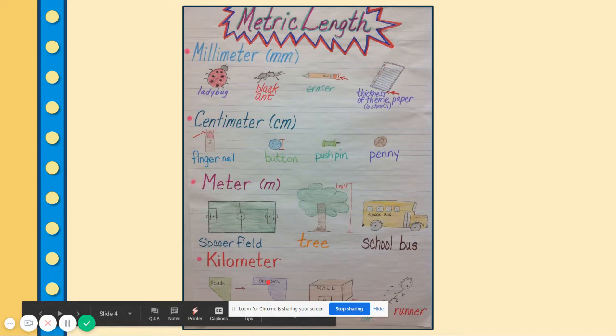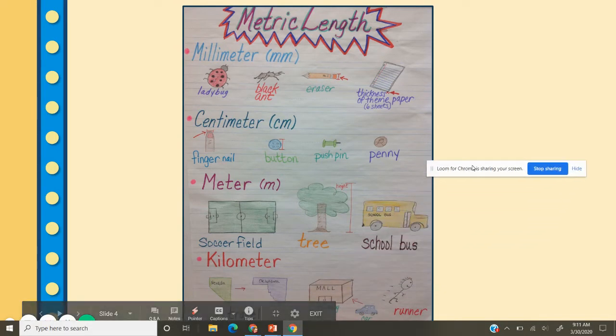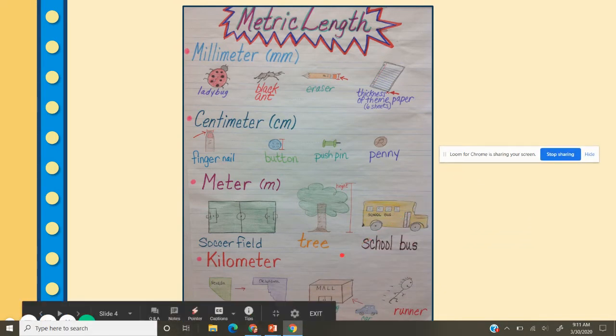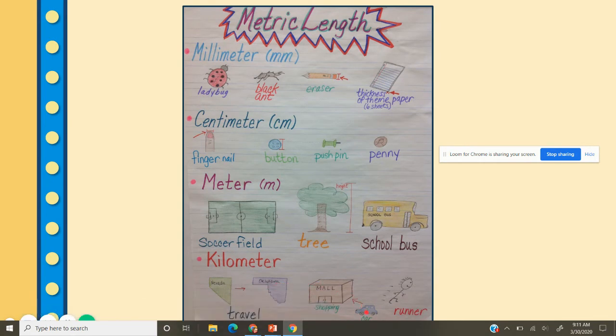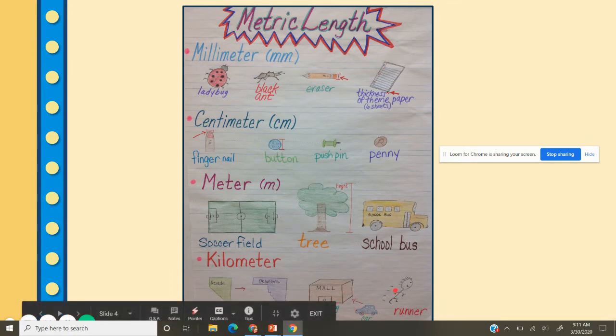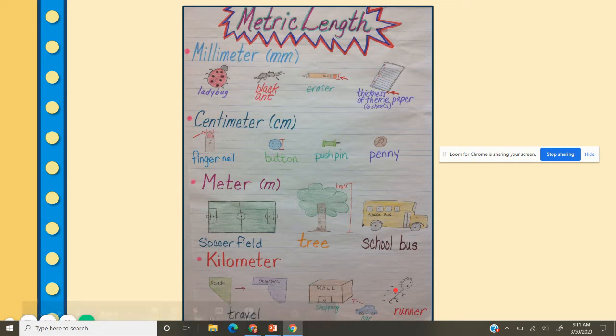Let's go on to kilometer. A kilometer is the distance that we use when we are measuring a long distance. This would be equal to like a mile. So if we're traveling from one state to the next, or we're just saying how far away one vehicle is to the shopping center, or if we're looking at how far a runner is running a big distance, we can use the biggest length measurement, and it's a kilometer.